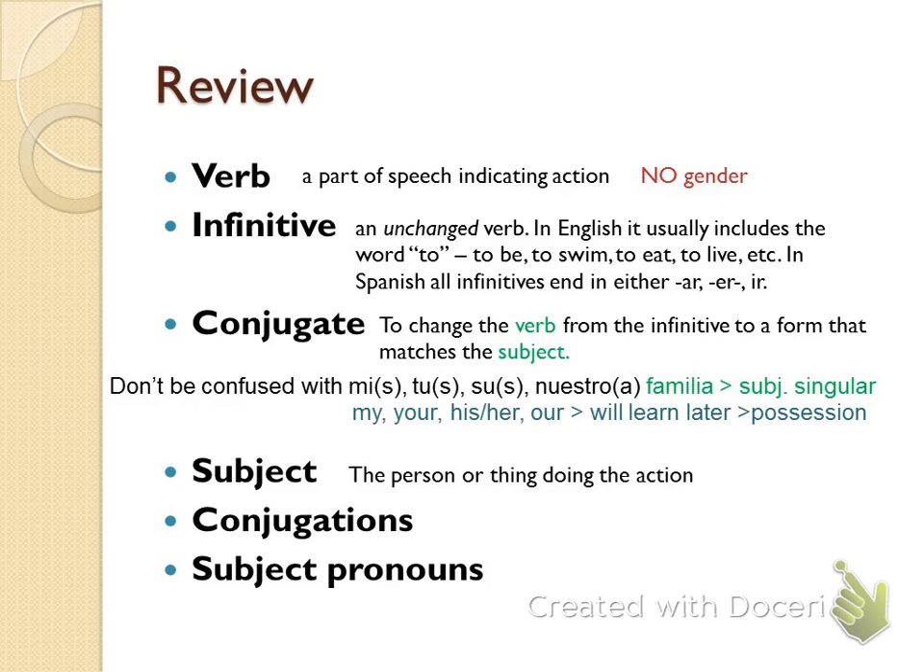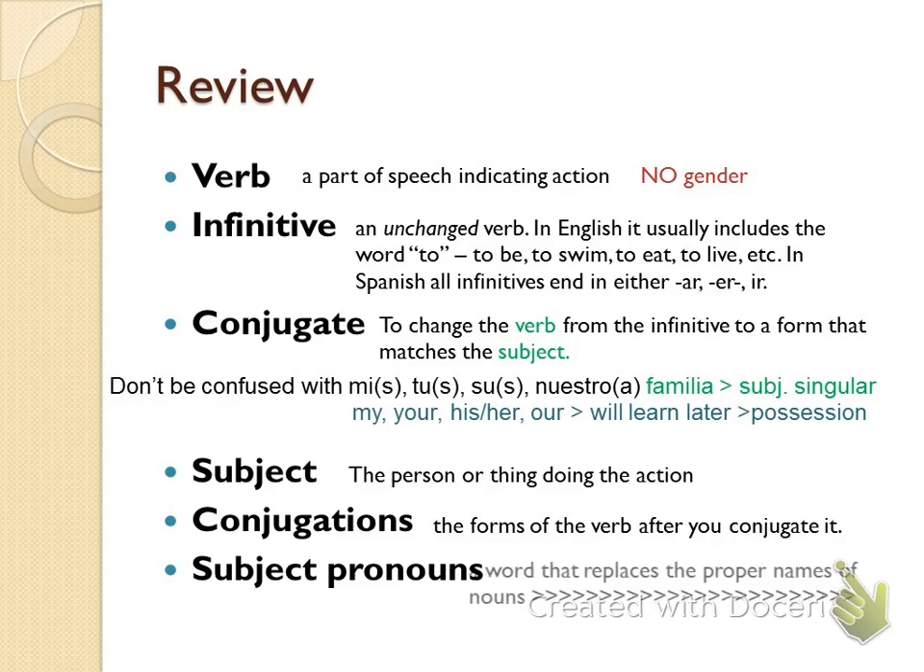For the verb to not end in AR, ER, IR, it has to be changed to agree with the subject. So that's what a conjugation is. The verb changes to agree with the subject. And then your subject pronoun is what we had to learn first to then be able to learn how to conjugate. It's a word that replaces nouns.